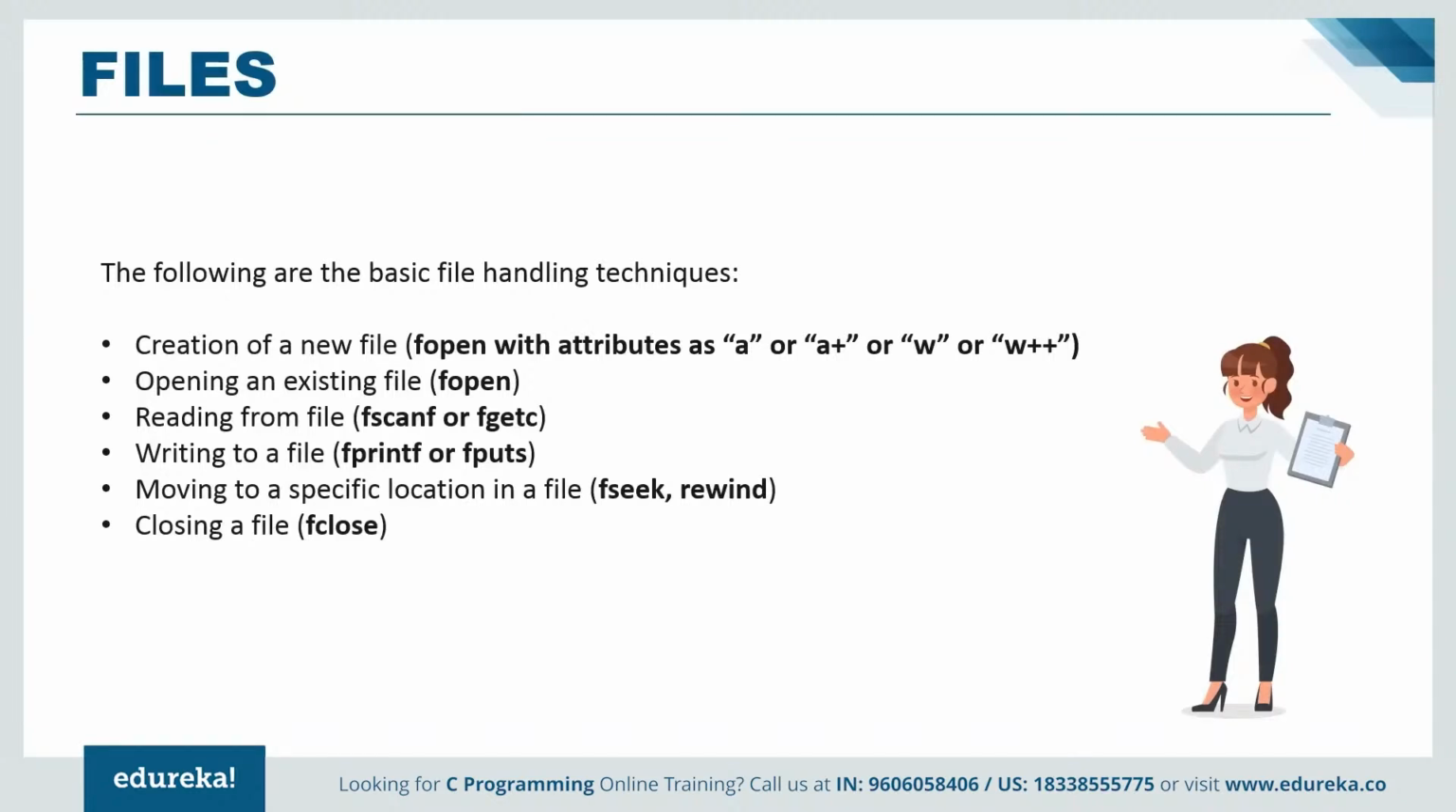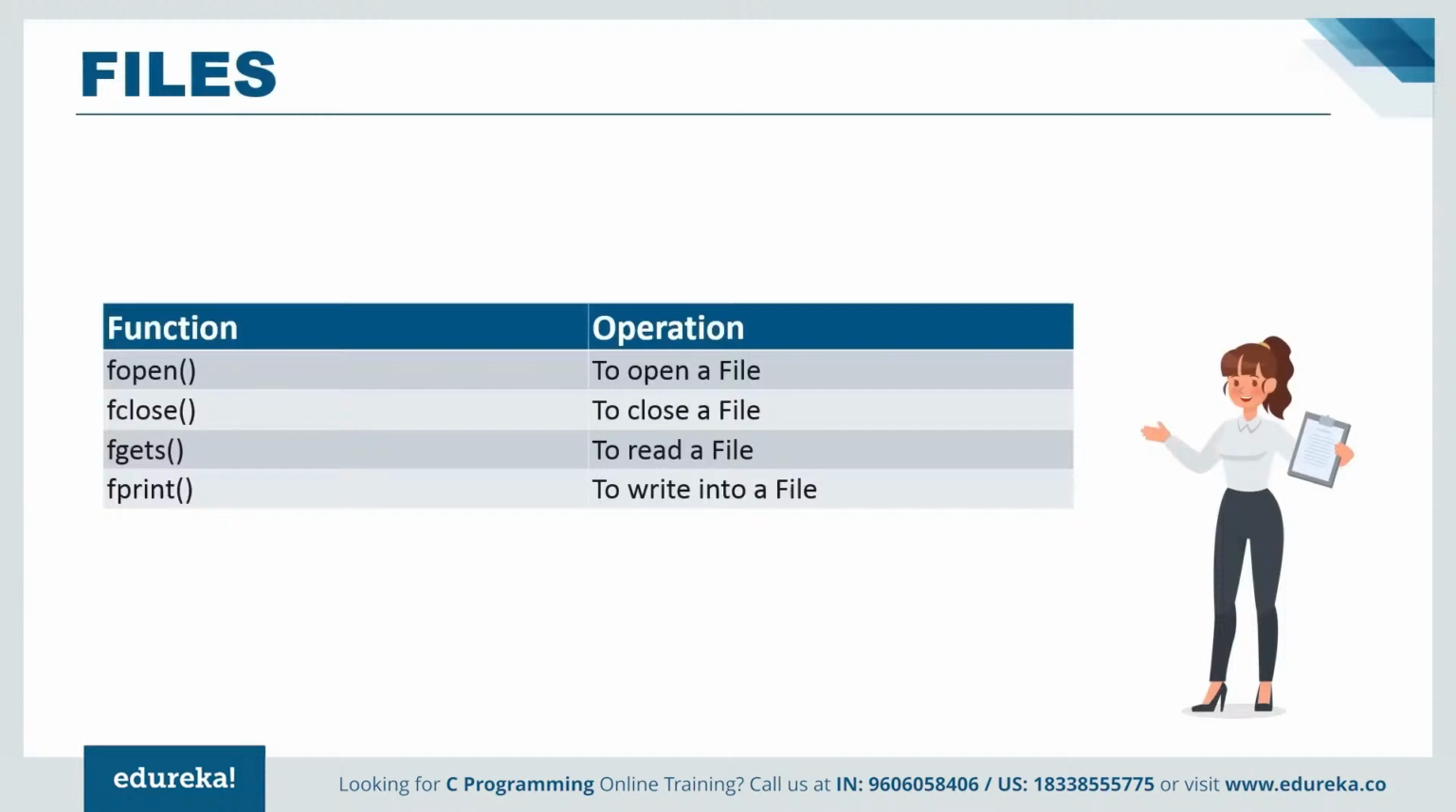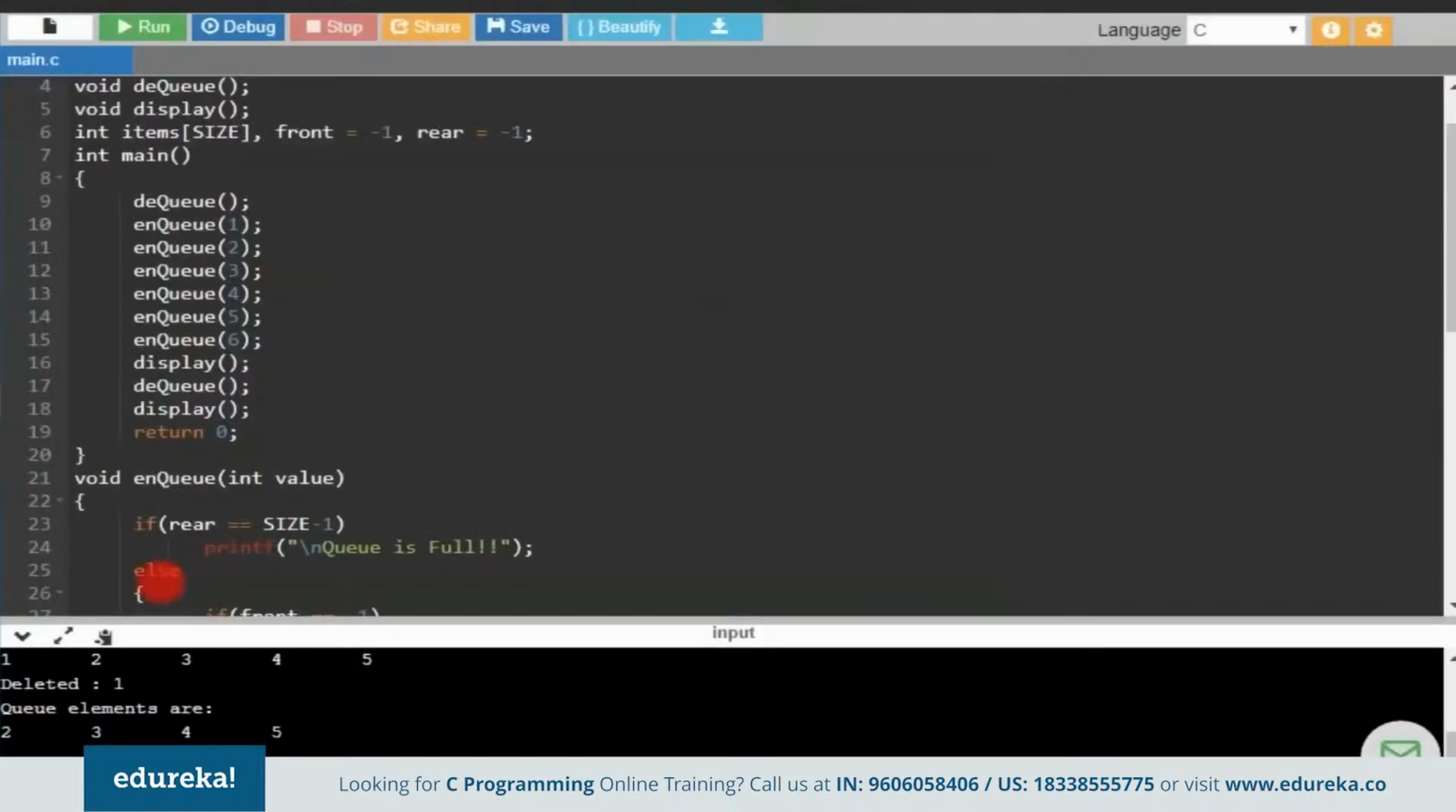For opening files, we have to use the fopen function, and for reading files, we can use the functions fscanf or fgetc. To write into a particular file, we can use either fprintf or fputs. To move to a specific location in a file, we can use either fseek or rewind. And finally, to close a file, we have to use the function fclose. Don't worry, I'll explain each one of these functions using a specific program. In short, fopen is used to open a file, fclose is used to close a file, fgets is used to read a file, and fprintf is used to write into a file. Let us execute programs based on all of these three factors.